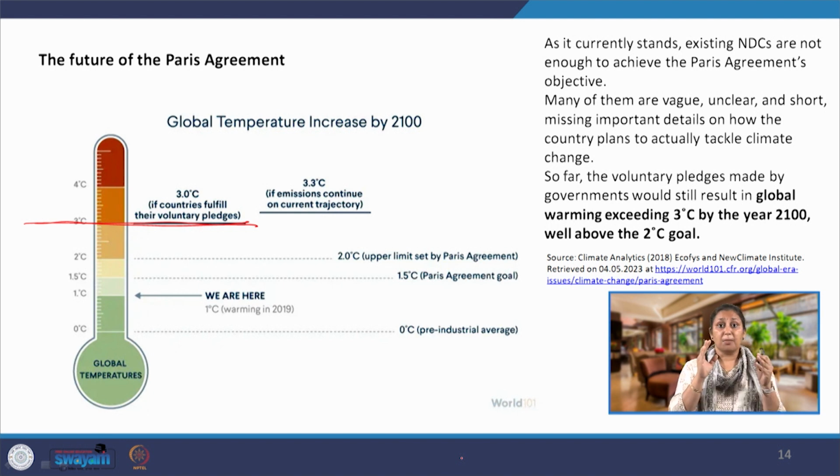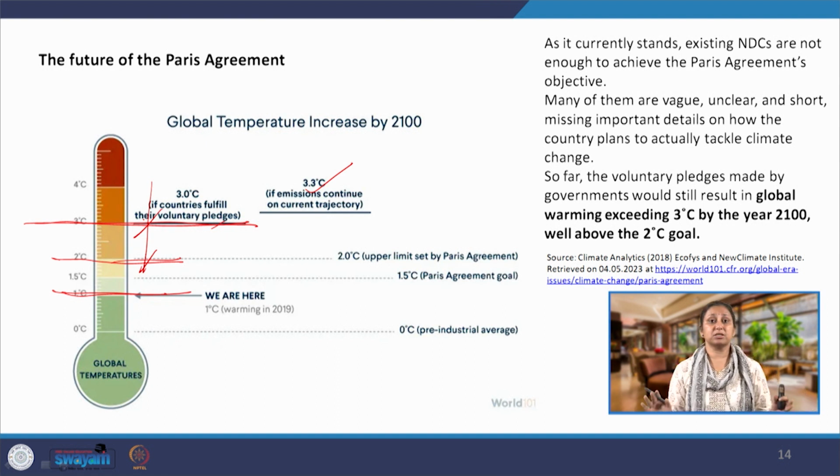Now, if we are doing our best in achieving what we want to achieve, we will be at 3 degrees centigrade. If we are not able to achieve the targets that we have set, we will be somewhere at 3.5 degrees centigrade. Currently, we are here at 1 degree centigrade above pre-industrial levels, and the upper limit that has been set by the Paris Agreement is here. Look at the gap. It clearly tells us that we need to ramp up our efforts. The entire world needs to ramp up the efforts in reducing greenhouse gas emissions.